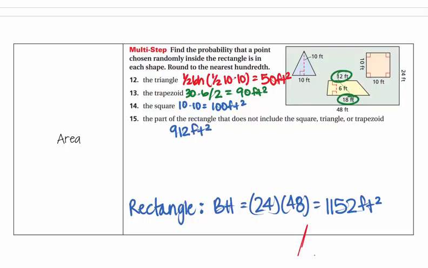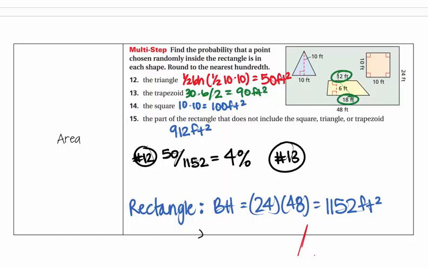So now remember, it didn't just ask us to find the area, or this would have been in a previous section. It asked us to find the probability that it hits one of those things. So for the triangle, number 12, we're going to take 50 and divide it by the total rectangle. And when you type that in your calculator, we'll get a small decimal because the probability is not large, but it's about 4%. Number 13, we should expect to be a little higher, because there's more trapezoid in there, but still, comparatively, it's not that big. And we get about 7.8%.